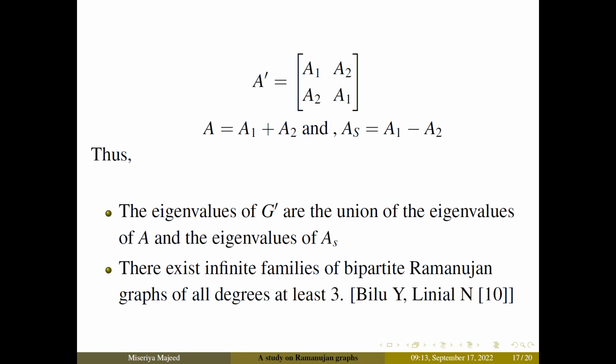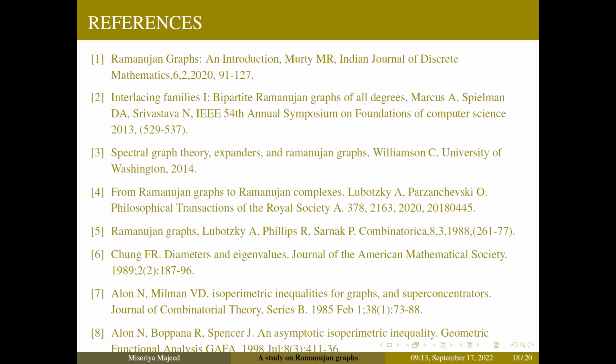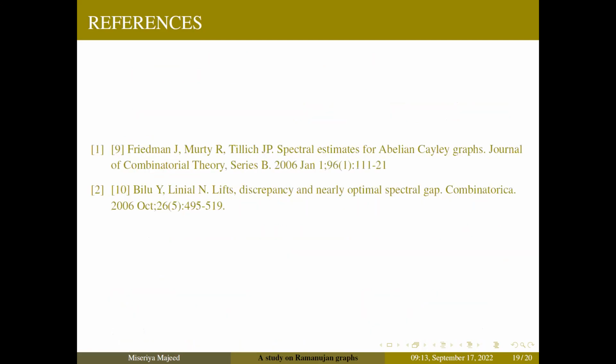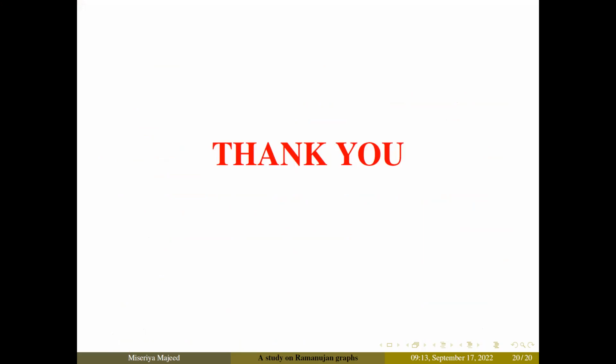By Bilu and Linial's construction, it was proved that such 2-lifts exist. Thus, since the graph formed from G is bipartite, we could get an infinite family of bipartite Ramanujan graphs of all degrees at least 3. These are the references. There are also other infinite families of Ramanujan graphs. Thank you.